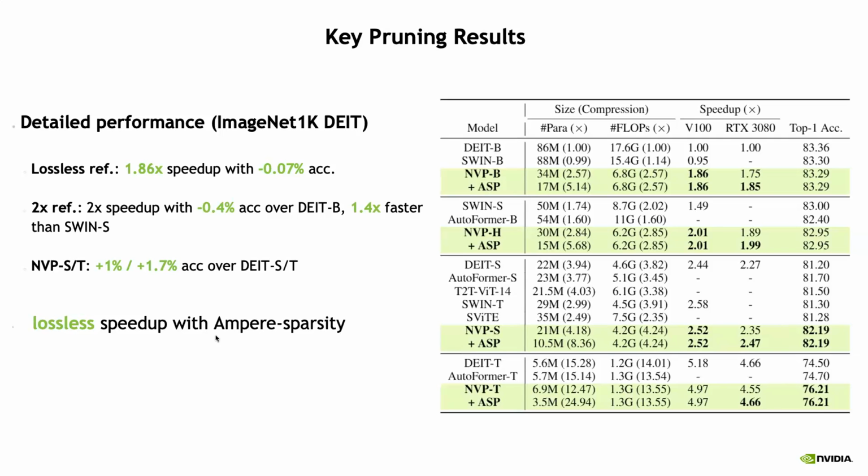We also observe for Ampere sparsity, vision transformer is quite robust. So we can just apply Ampere sparsity without any accuracy loss, without any fine tuning.